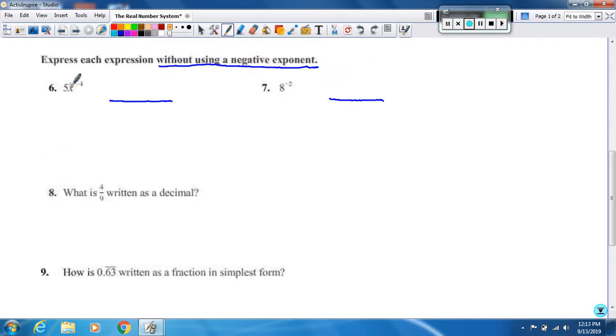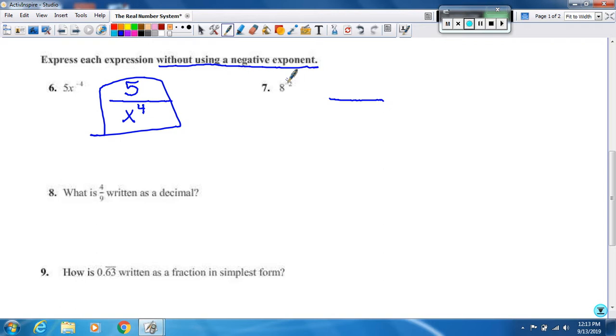So this 5 doesn't have an exponent, so it stays where it's at. The x to the -4, the negative exponent makes it move. So I'm going to move that to the bottom, and when you do that, you take the negative sign away, and that one's done.